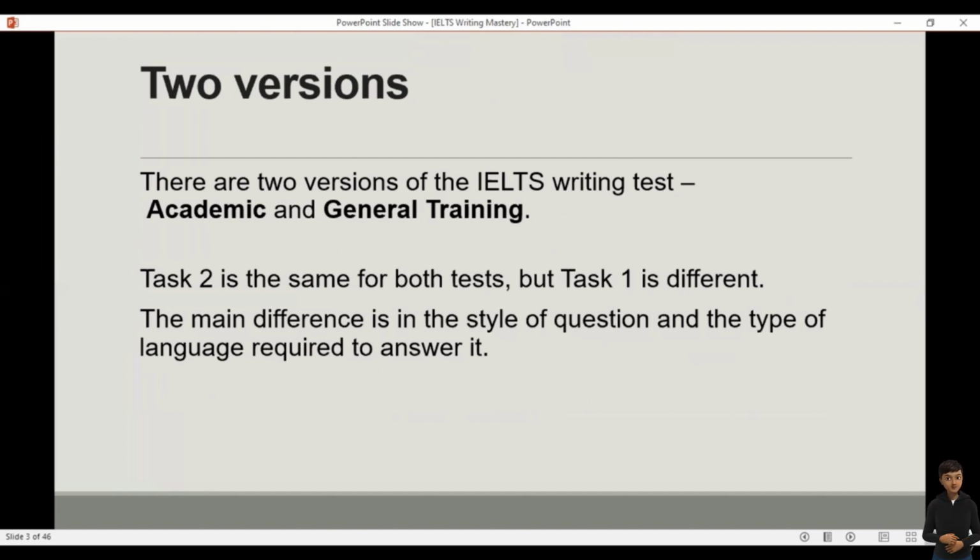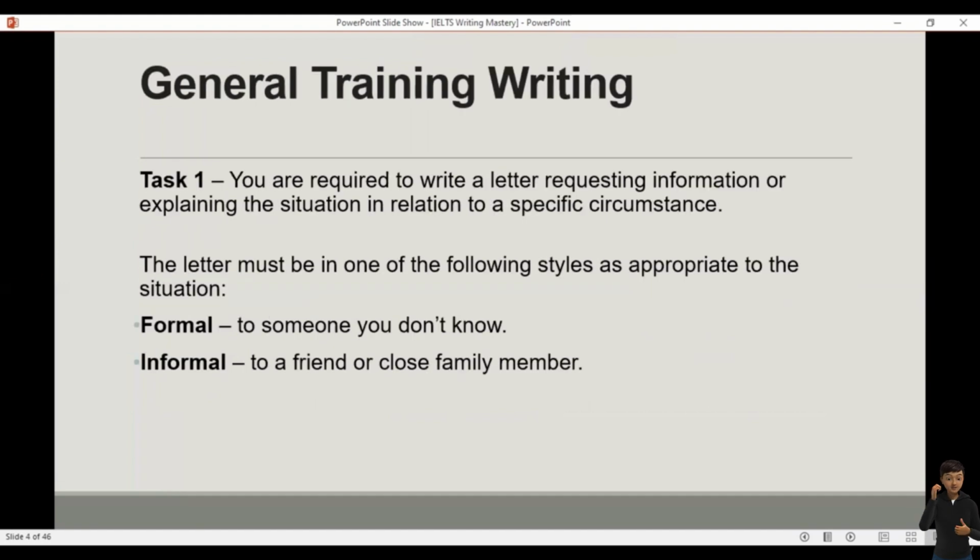Now we will have a look at the variants of the IELTS test. There are two variants of the IELTS writing test. One is academic and the other one is general training. Task 2 is the same for both tests, but task 1 is different. The main difference is in the style of the questions and the type of language required to answer it.